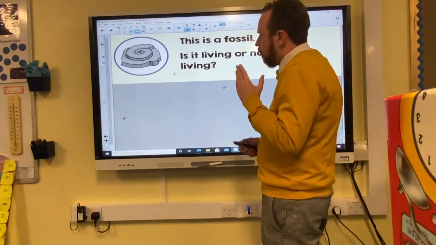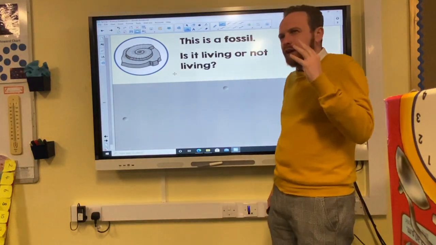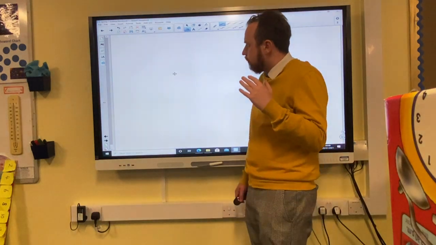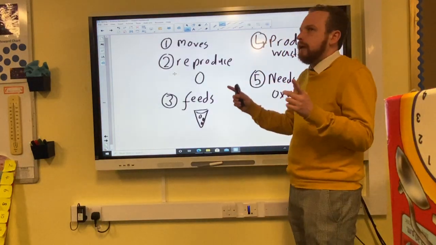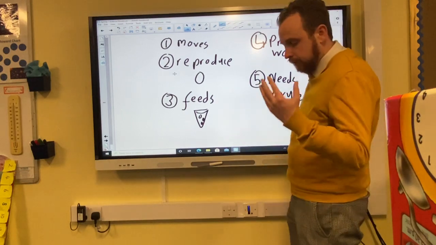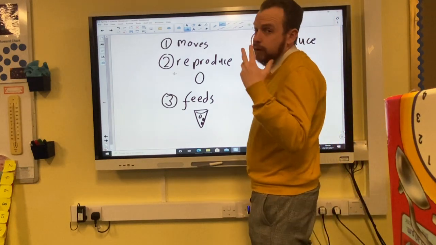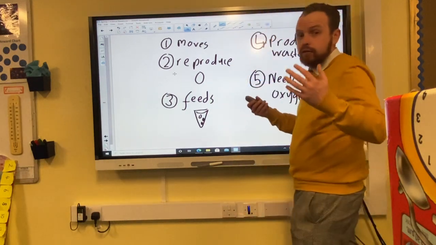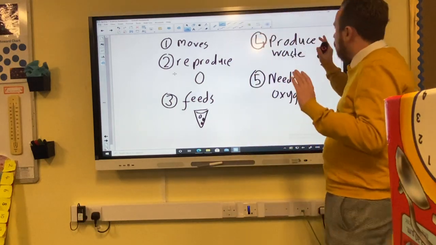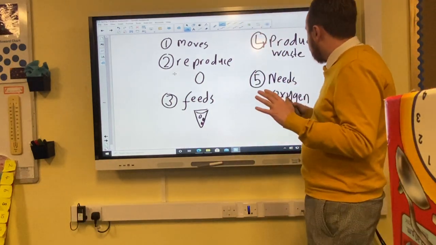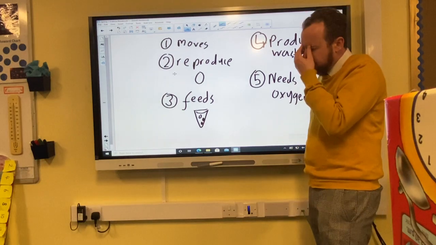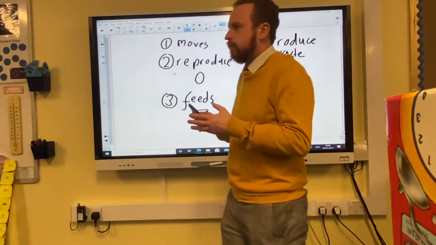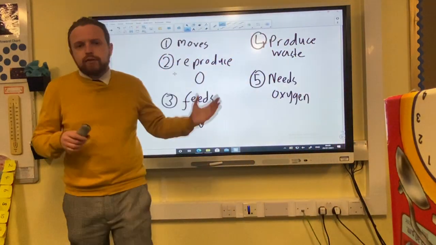Well, remember there were some ways of telling if something is a living thing or not. We looked at it last time. So living things move or have the ability to move. They have the ability to reproduce, to create new life. They feed, okay, they need food. They produce waste and they need oxygen. Now thinking about a fossil, it doesn't do any of those things, does it? Okay, so it certainly doesn't move, doesn't produce waste, and so on.